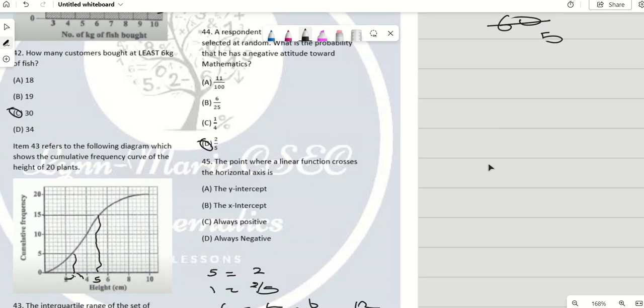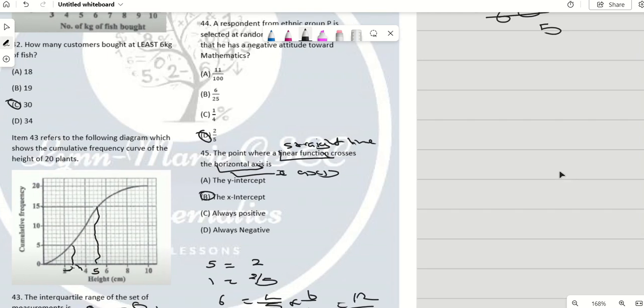The linear function just means the straight line. The point at which a straight line crosses the horizontal axis, which is your x-axis, would be known as your x-intercept. That is how you get this answer, right? It asks you the point at which your straight line crosses your x-axis is known as your x-intercept.